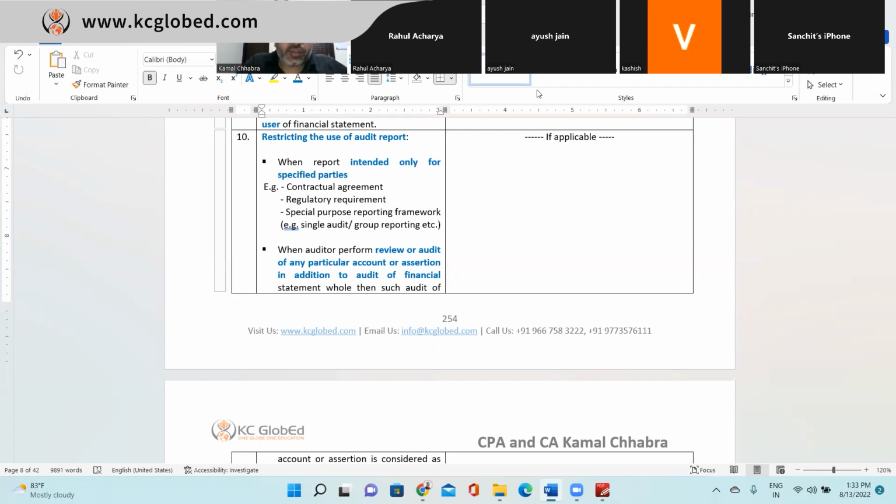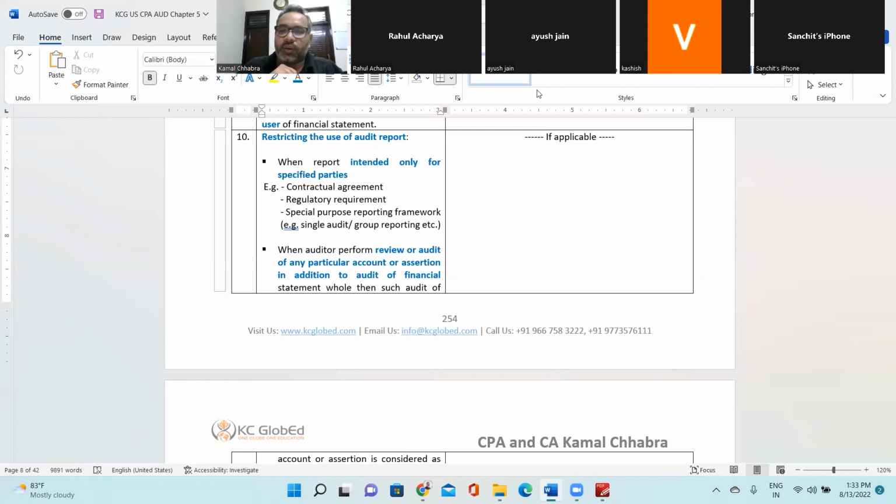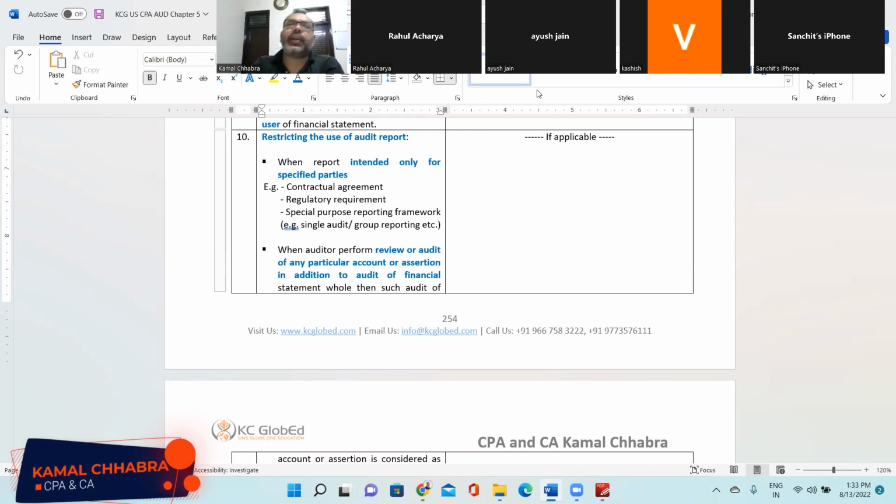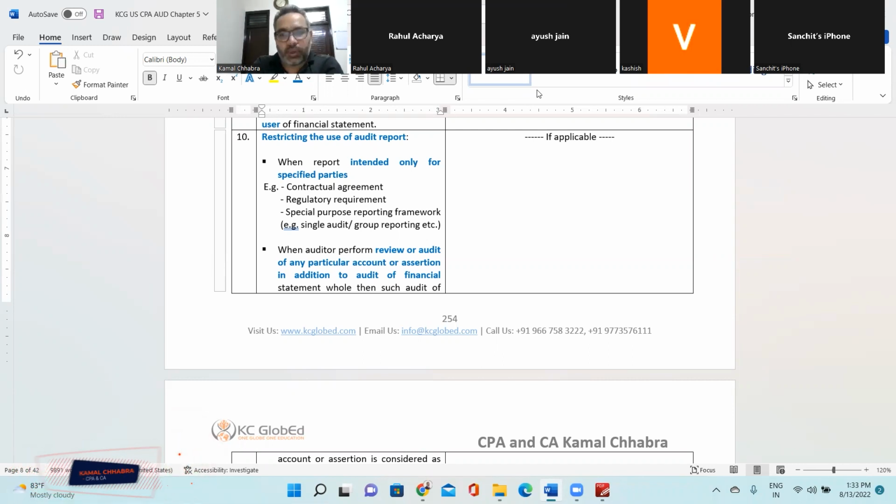Tenth paragraph: restricting the use of the audit report. When you need to restrict the audit report, you mention that the report is intended only for a specified party. For example, a group audit report: the component team is doing the audit only for group audit purposes, and their report goes only to the group auditors, not to the lender, shareholder, banker or creditor. Make sense? Yes, sir.